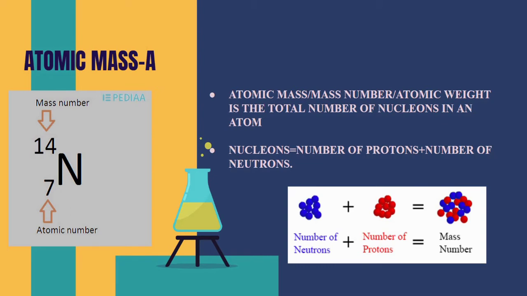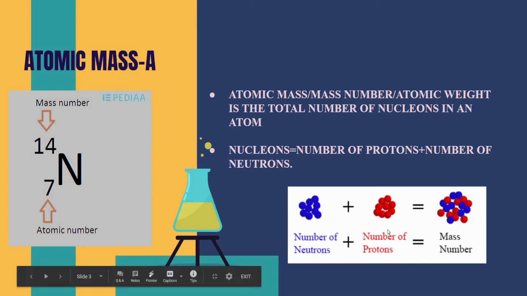The protons and the neutrons are together called nucleons because they are present inside the nucleus of an atom. So the total number of nucleons, or the number of protons plus the number of neutrons of an atom, is called its atomic weight or atomic mass or mass number. When you add the number of protons with the number of neutrons, you will get a number, and that is the atomic weight or atomic mass of a particular atom.